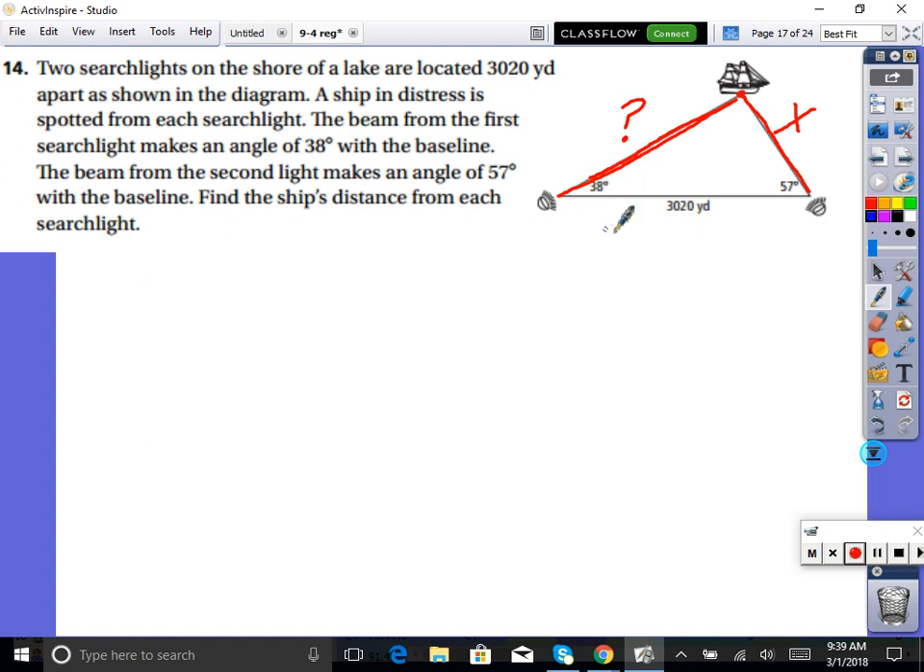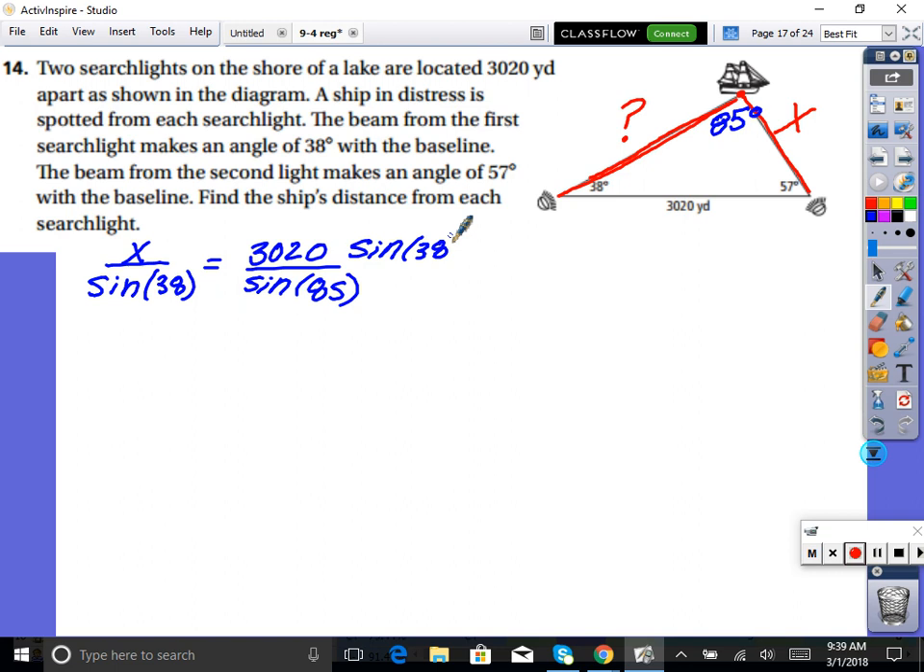So 180 minus 38 minus 57. Okay, so now I can go ahead and set up the law of sines. I'm going to solve for x, so I'm going to put it first. My true statement is x over sine of 38 will be equal to, I've got to stay consistent, 3020 divided by sine of 85. Wouldn't that be true? And then I would multiply up by sine of 38, and boom, I'm done.